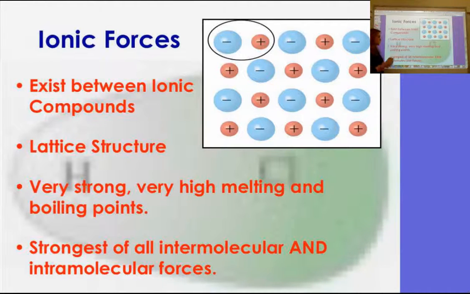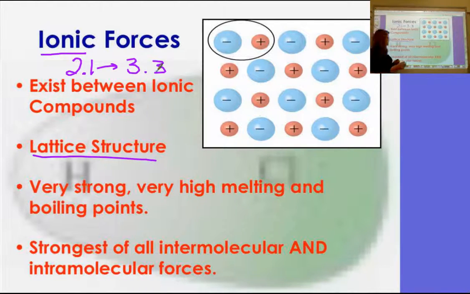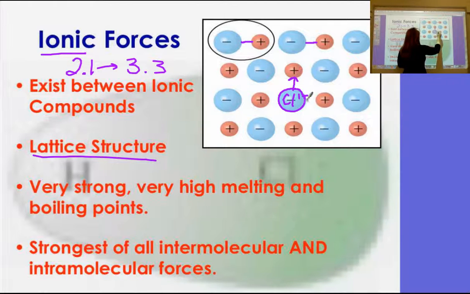We talked about the big crystal lattice structure of something that's ionic. Again, how are we going to know that in terms of the numbers? It's going to be 2.1 to 3.3. Ionic forces only exist in the ionic compounds. These are the very, very strong compounds. So if this is my sodium-chlorine bond right here, and this is a sodium-chlorine bond right here, they're all going to arrange themselves. Here's my chlorine. Each chlorine is going to surround itself by positive sodium. It's like the little magnets.